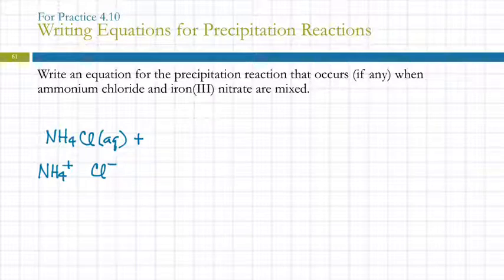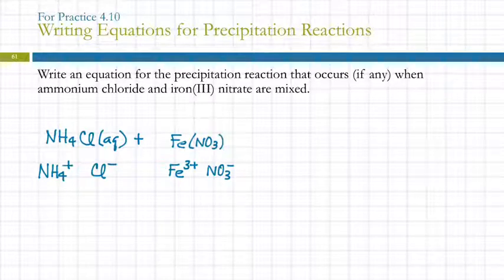Plus the other compound is iron 3 nitrate. What's the charge on iron 3? 3. The Roman numeral is the charge. And nitrate is NO3 minus because you memorize it. So we look at the charges to tell us how to put these together. I need 3 nitrate ions to balance the charge on 1 iron. So this is Fe, and I need 3 nitrates.